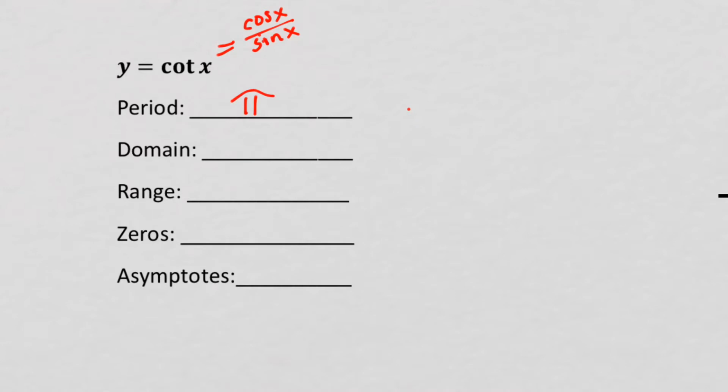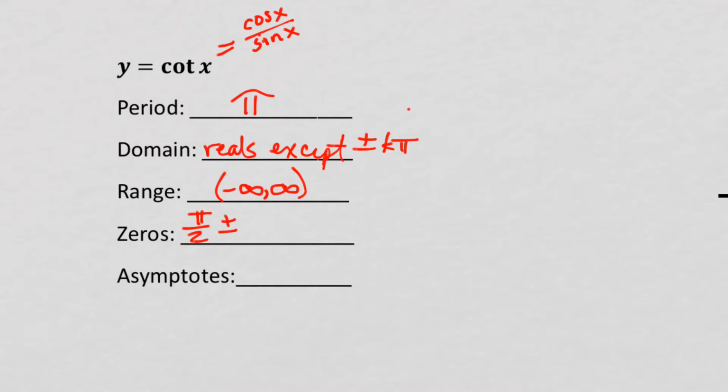Now, the domain here is going to leave out wherever the sine is 0, not cosine. So it is reals, except plus or minus k pi. My range for tan and cotan is -infinity to infinity because of all those asymptotes. My zeros are wherever the cosine is 0, and we just said cosine was 0 at pi over 2, plus or minus k pi.